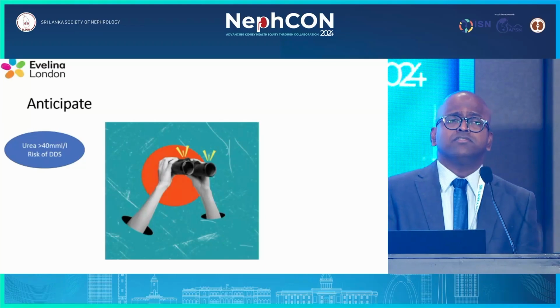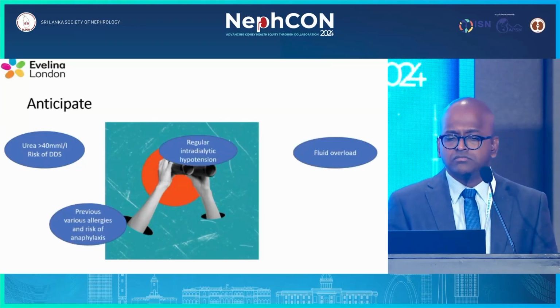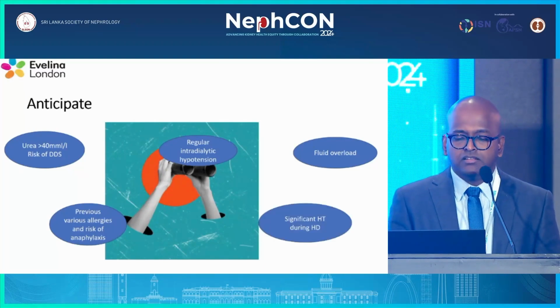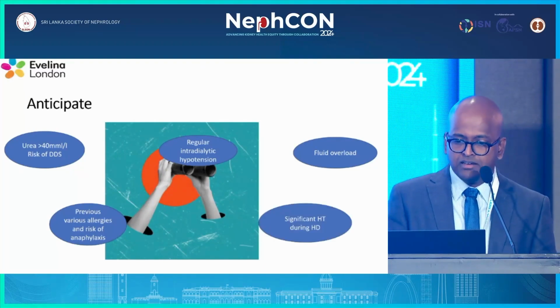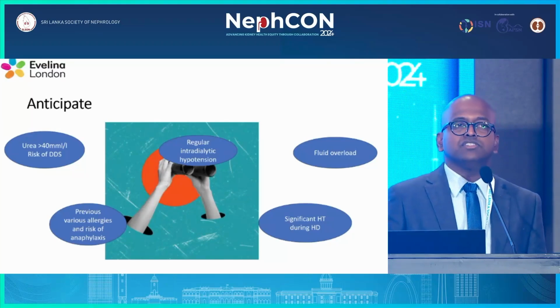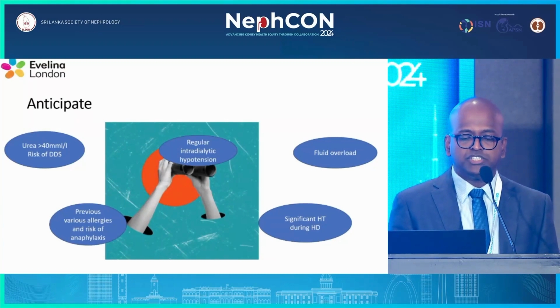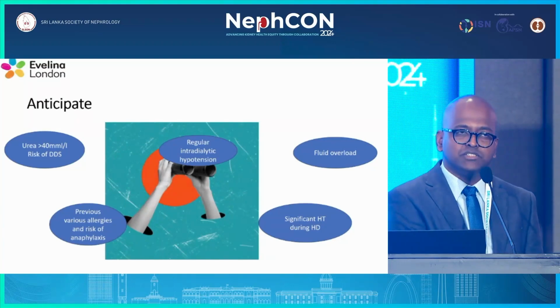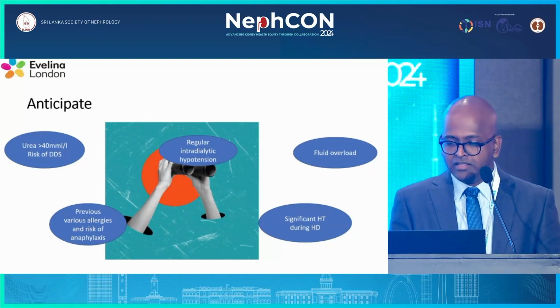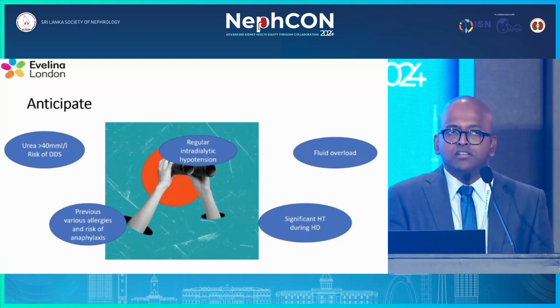So if we think of anticipating, there could be several risk factors, isn't it? If the urea is more than 40, there is a risk of dialysis disequilibrium syndrome. And if you're reviewing a child frequently, the dialysis nurse in charge would tell us this child is having regular interdialytic hypotension. So there's always a possibility this session is also going to have low blood pressure. This child is always coming with high fluid overload, with high blood pressure. So those are risk factors.